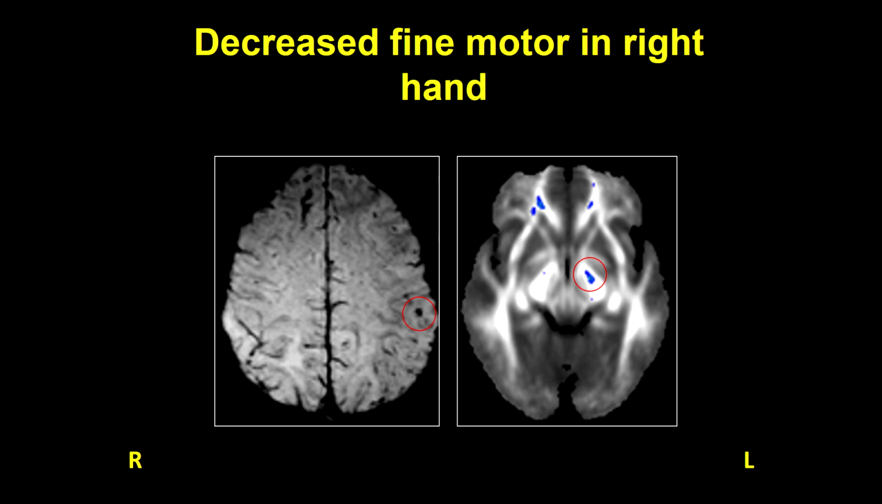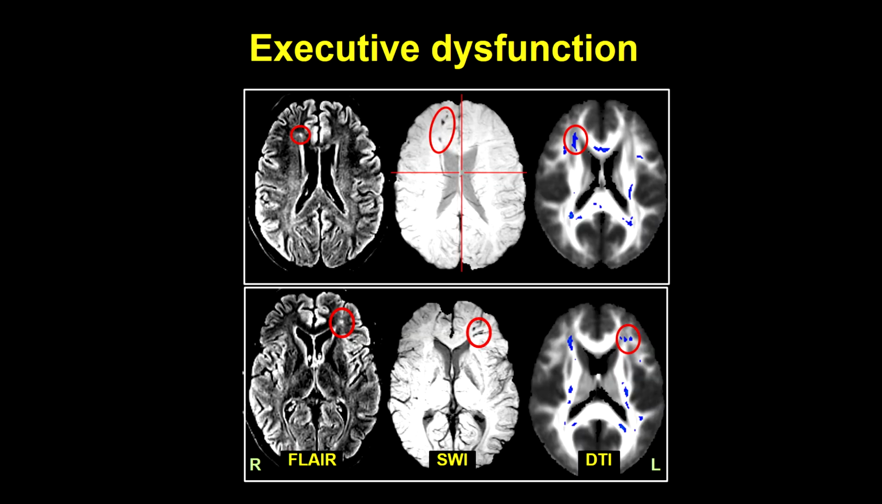She also had decreased fine motor function in the right hand, and we can see on the DTI why. She's got hemorrhaging along the motor cortex on her SWI, and we're also seeing evidence in the brainstem that the corticospinal tract was damaged. Furthermore, she had executive function problems or frontal lobe issues, and we see ample evidence beginning with her FLAIR, but also her SWI and her DTI, showing abnormalities in both frontal lobes. And it's easily seen when we look at all three image types together.